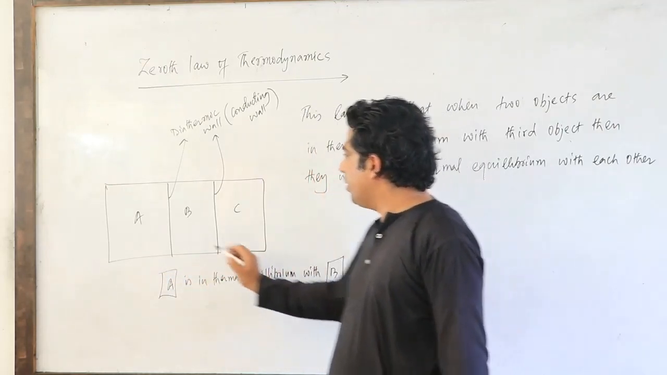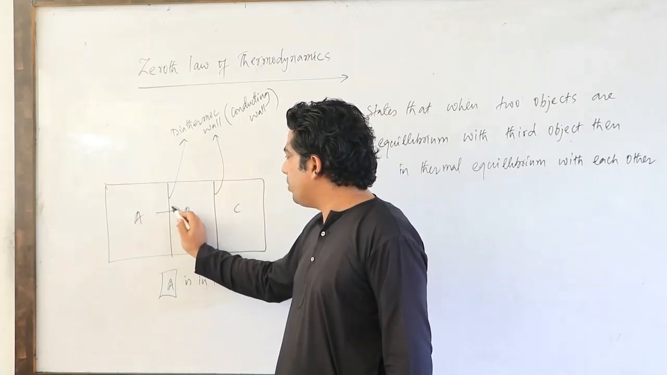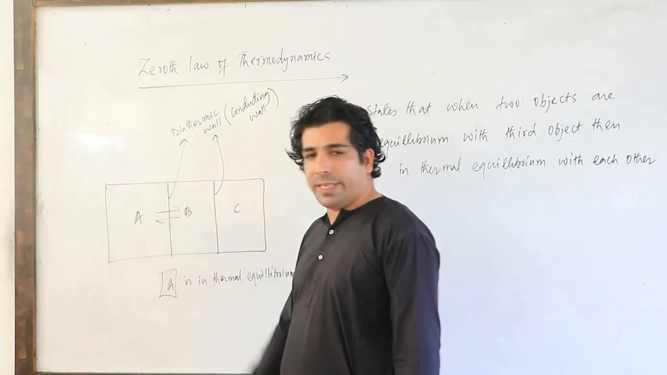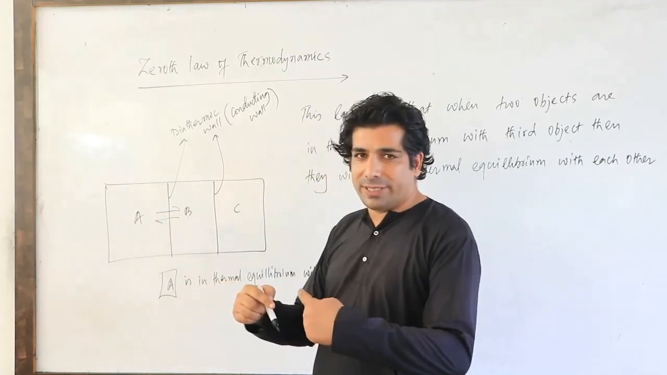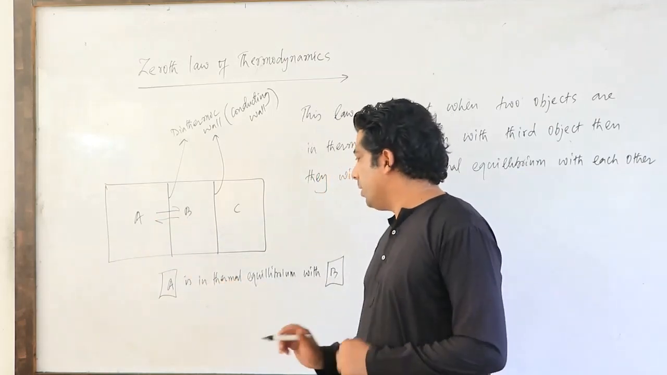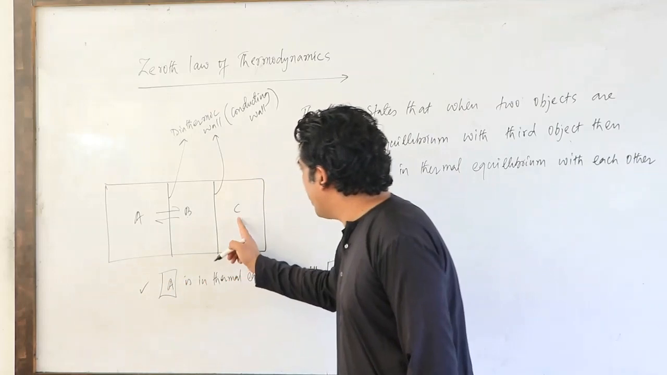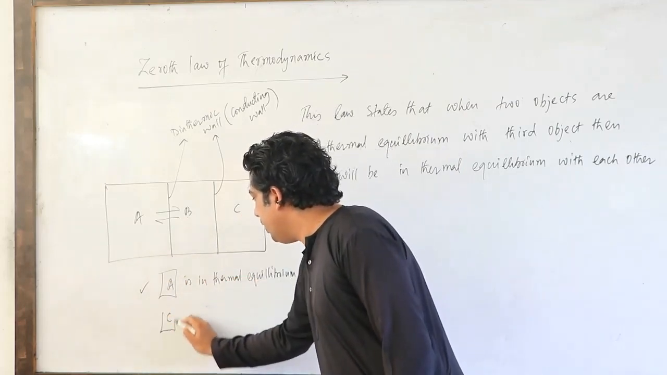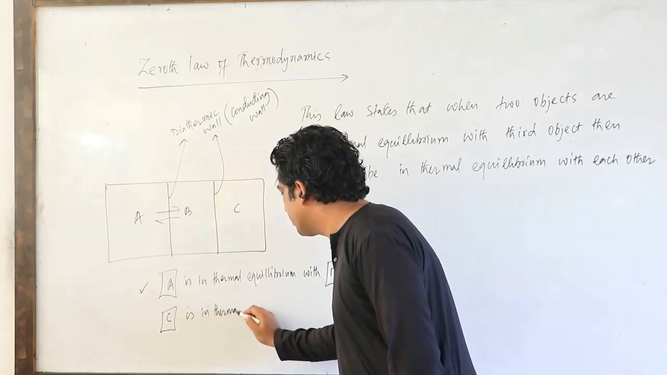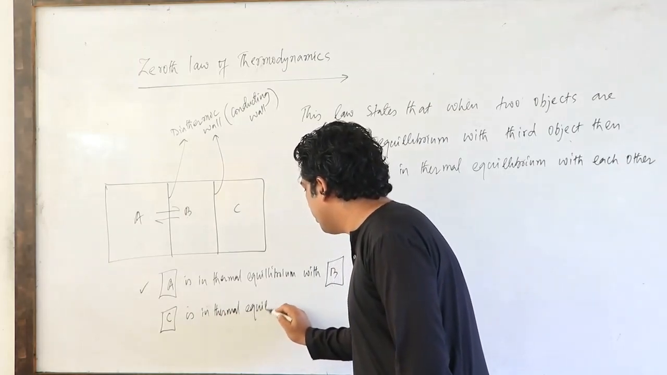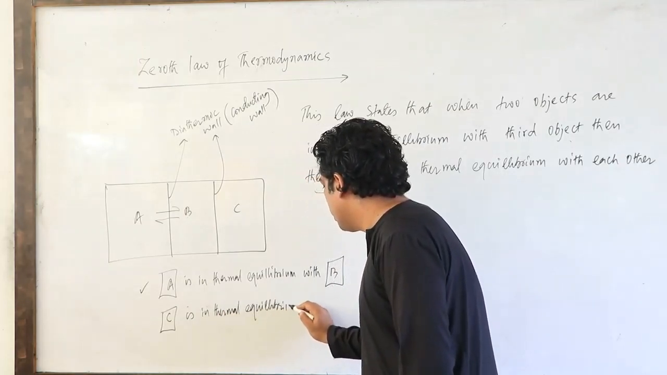What is the meaning here? That heat flows from A to B and from B to A. They are in equilibrium. So this is the flow of heat in both directions. So they are in equilibrium. Now the second statement is that, look at C here. C is in thermal equilibrium with B.